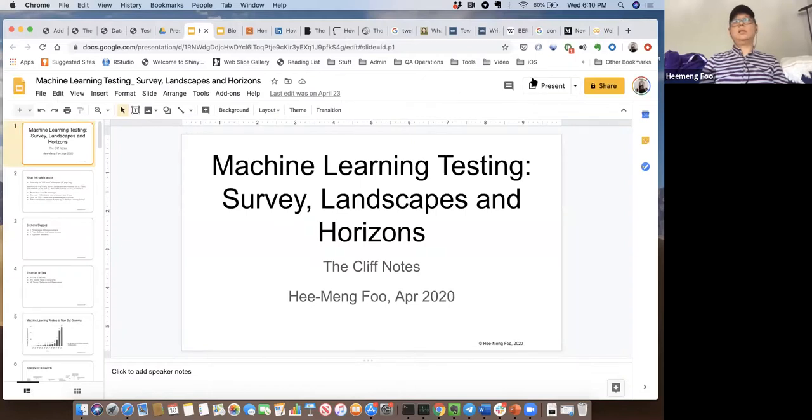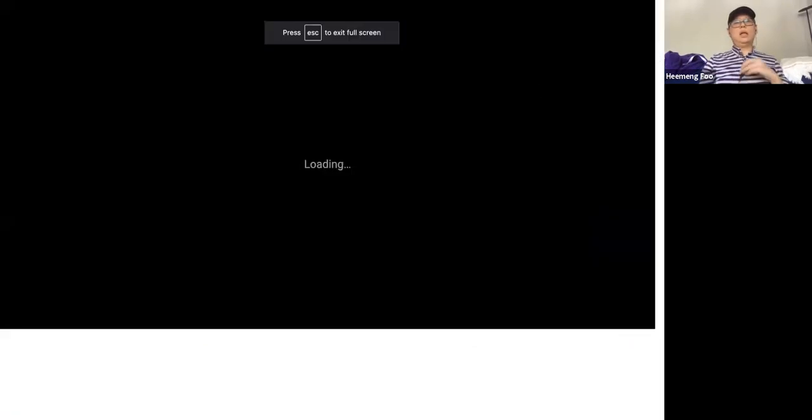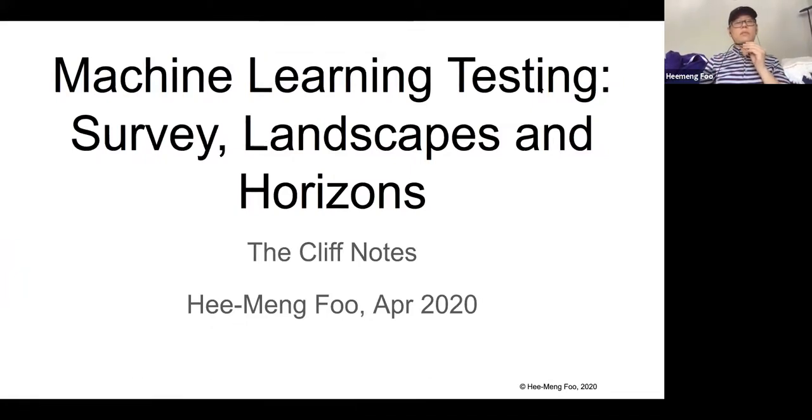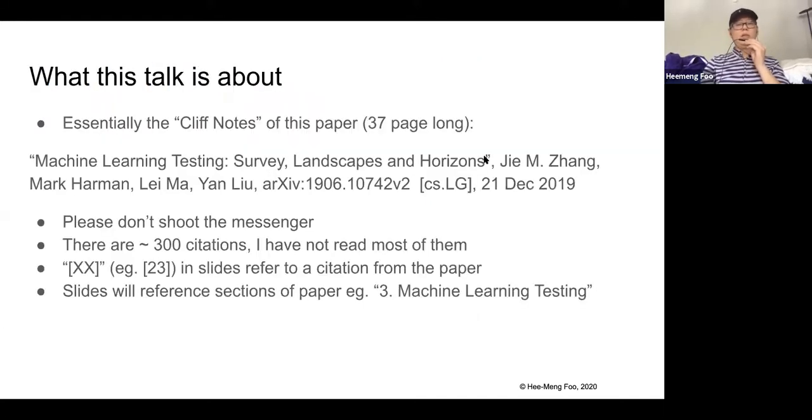Okay, yes. So this is the talk. This is the first slide. The name of the talk is actually longer than what was advertised. It's Machine Learning Testing: Survey, Landscapes and Horizons, the Cliff Notes. And the reason it's called the Cliff Notes is because I didn't write the paper, okay?